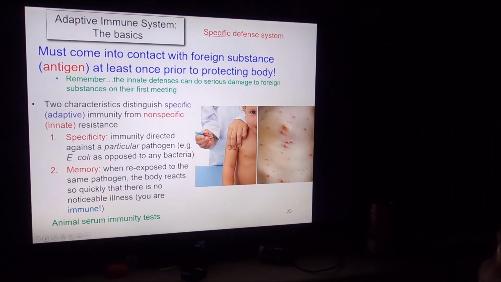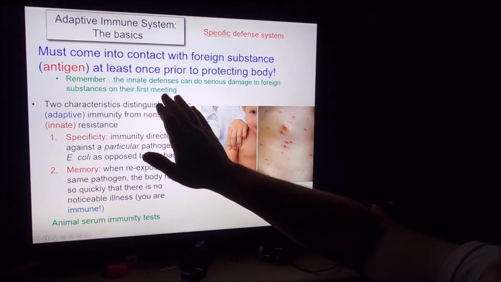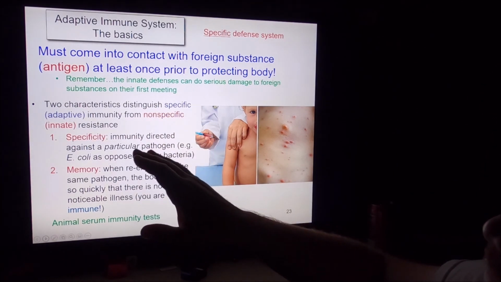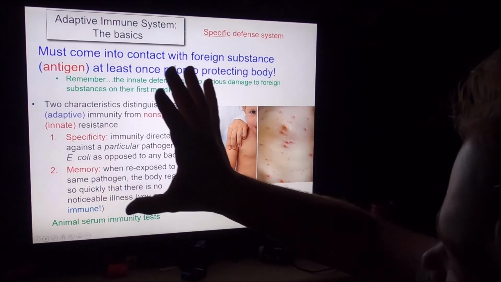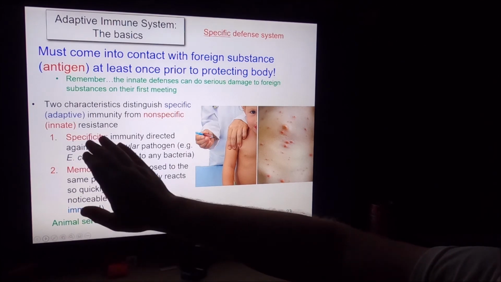All right, good. So let's see. Your innate defenses can do damage to foreign substances on their first meeting. That's true, like your macrophages and natural killer cells. Whereas your adaptive immune system must be exposed first. But once you are exposed, then we have specificity.